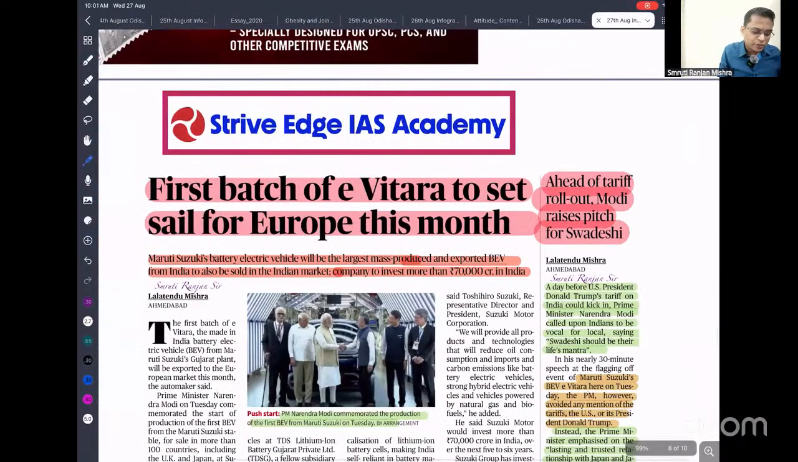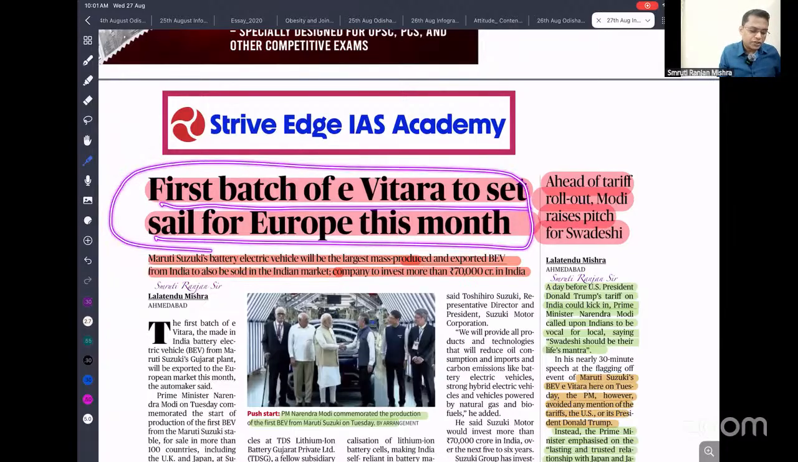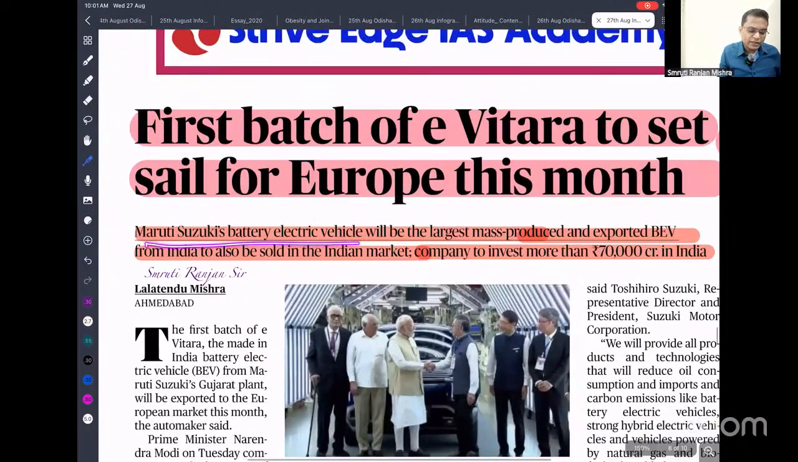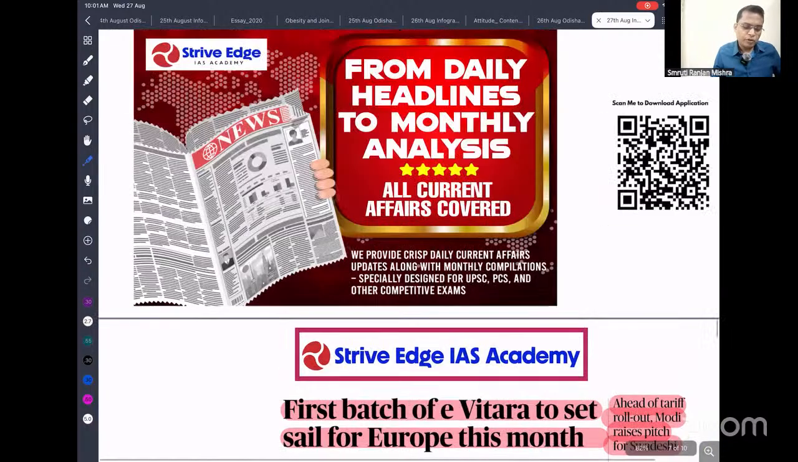So the first batch of e-Vitara is set to sell in Europe this month. Maruti Suzuki's battery electric vehicle will be the largest mass-produced and exported BEV from India, to be sold in the India market. The company will invest 70,000 crore in India. So this is what is more important, no need to go into detail.